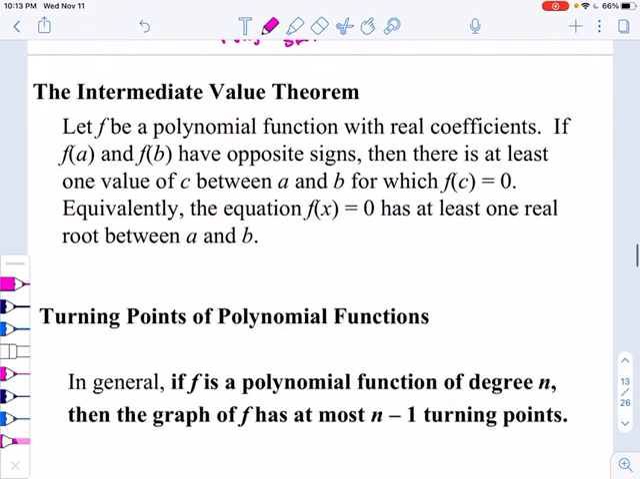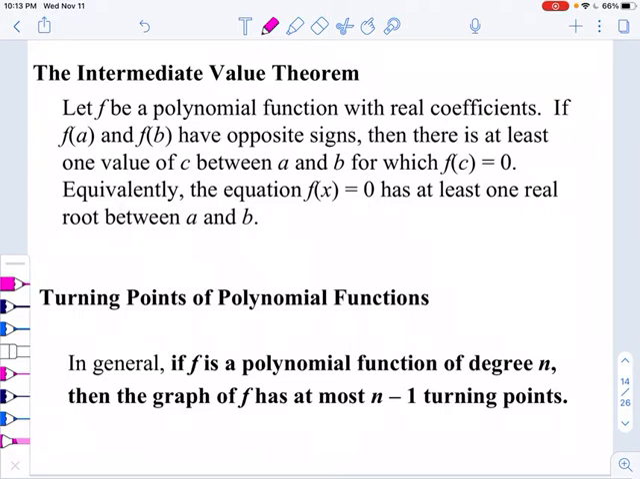So next we're going to talk about what's called the intermediate value theorem. It says let f be a polynomial function with real coefficients. If f of a, the value of the function at a, and f of b, the value of the function at b, have opposite signs, meaning one of them is positive and one of them is negative, then there is at least one value c between a and b for which f of c is equal to 0. Equivalently, the equation f of x equals 0 has at least one real root between a and b.